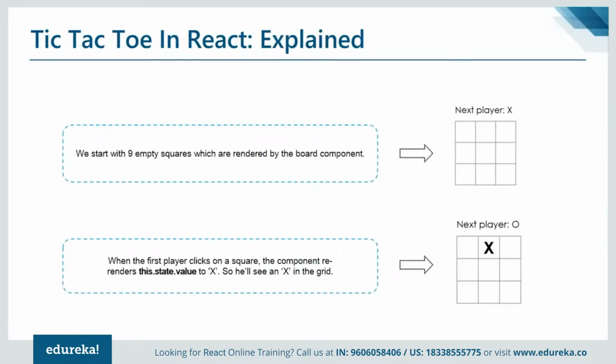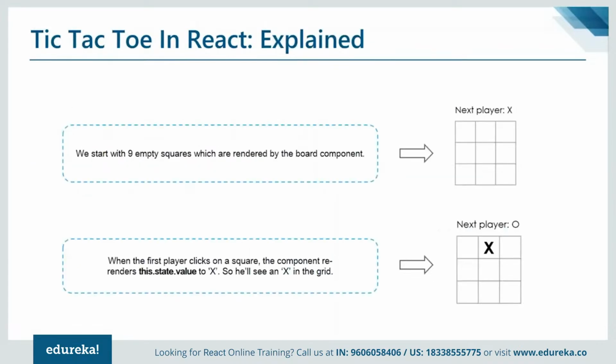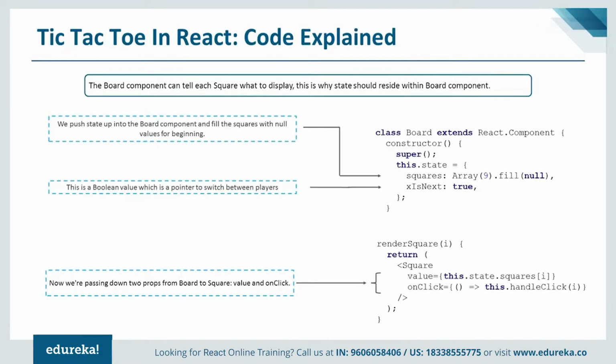So we'll start with the 9 empty squares which are rendered by the board component, because there are three components, as I said, board, square, and game, to display this tic-tac-toe program. We have used a pure, stateless function, the square function, which we'll see in the demo just after this, and which receives the prop values from its parent, the board. The square notifies the board when it is clicked. The board component tells each square what to display. That is why the state resides within the board component.